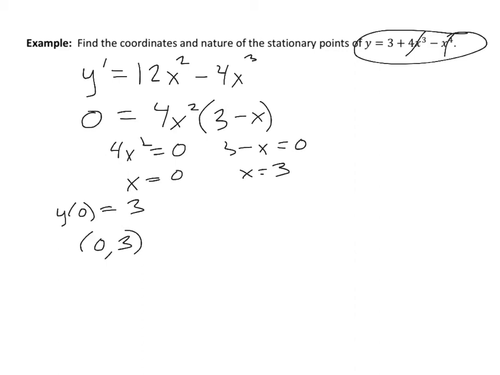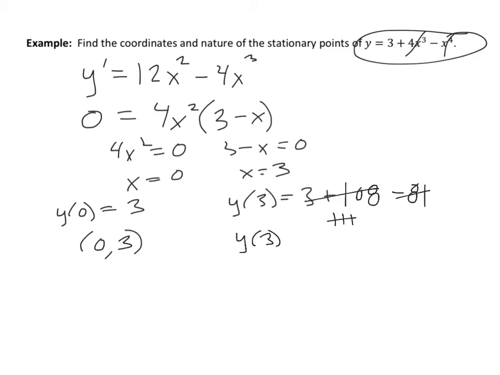For 3, let's see here. When I do y of 3, I'm going to get 3 plus 4 times 27 is 108, and then minus 3 to the 4th power, that would be 9 squared, which is 81. So these two things are going to come together to give me 111, and 111 minus 81 is going to give me 30. So y of 3 will be 30. Great, so that means my other stationary point is at 3, 30. Great, so I have my stationary points.